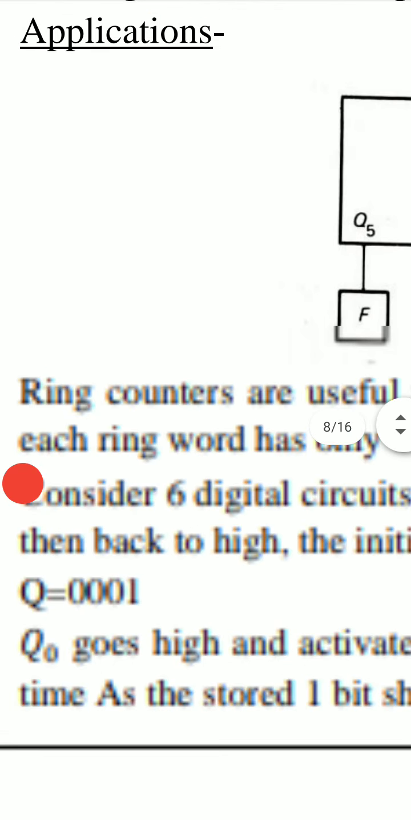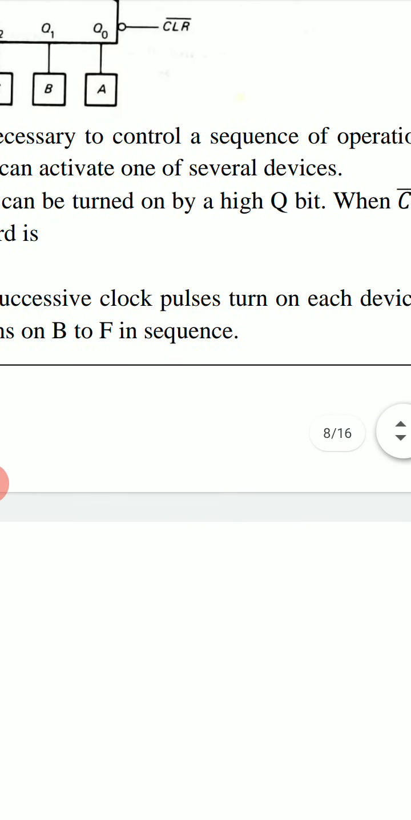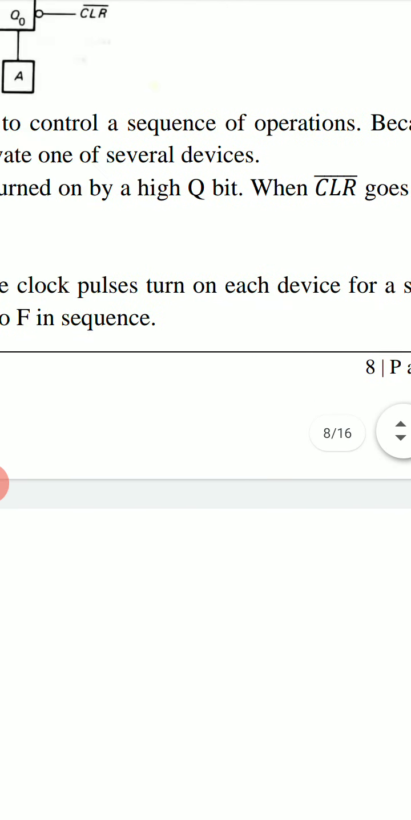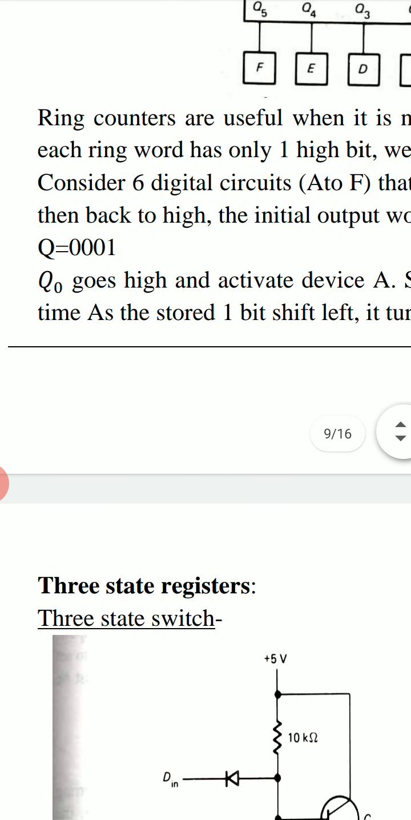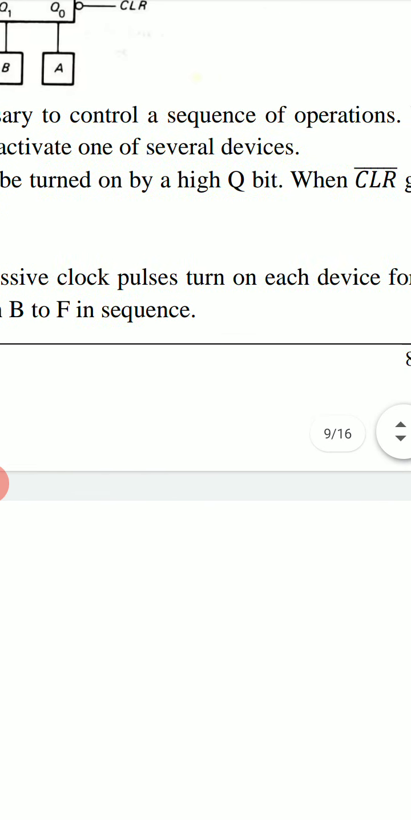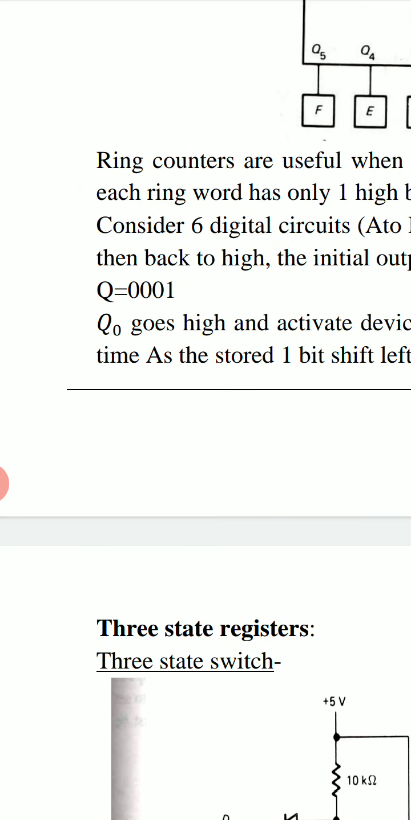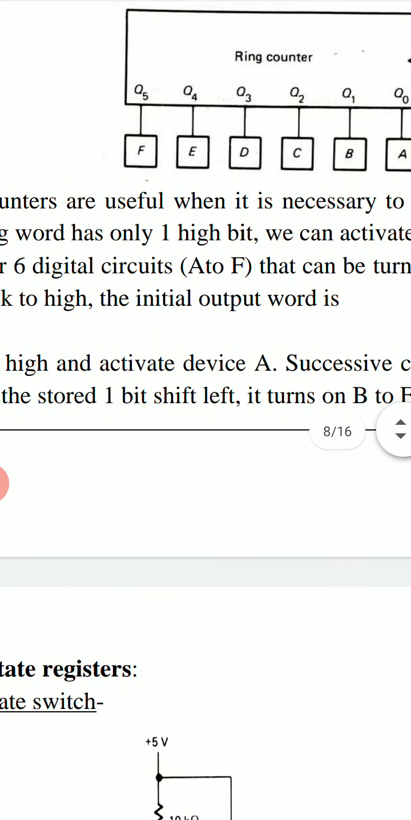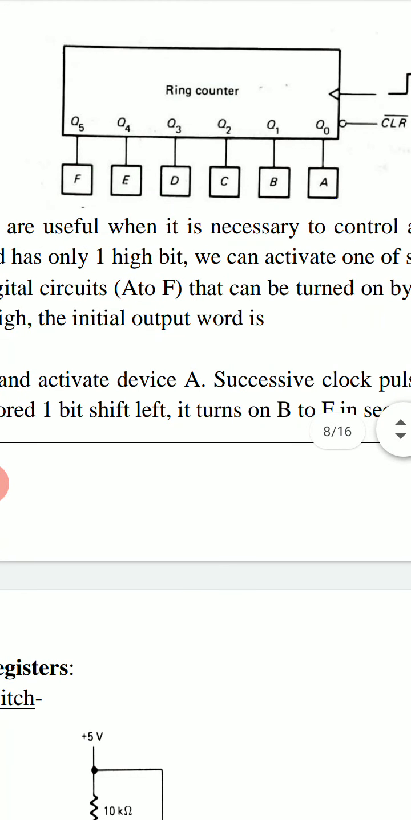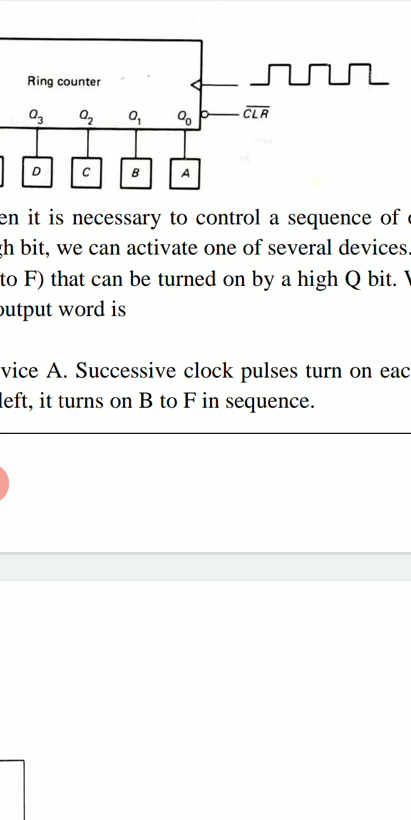Applications of ring counter. Ring counters are useful when it is necessary to control a sequence of operations. Because each ring word has only one high bit, we can activate one of several devices. Consider 6 digital circuits, A, B, C, D, E, F, that can be turned on by a high Q bit.